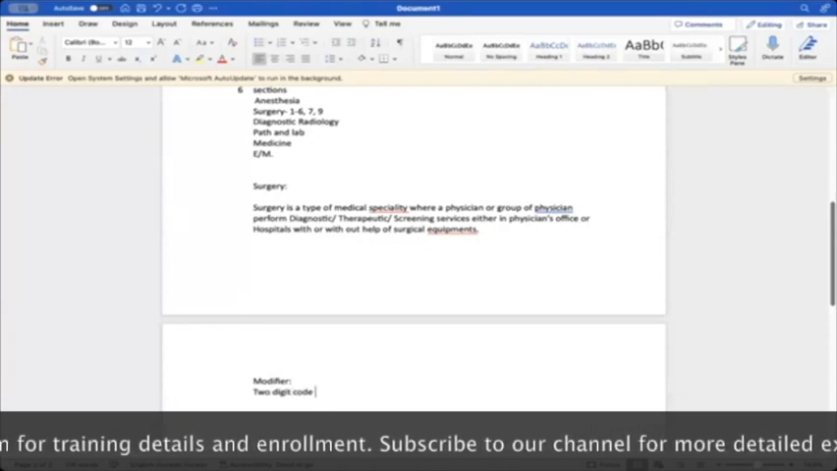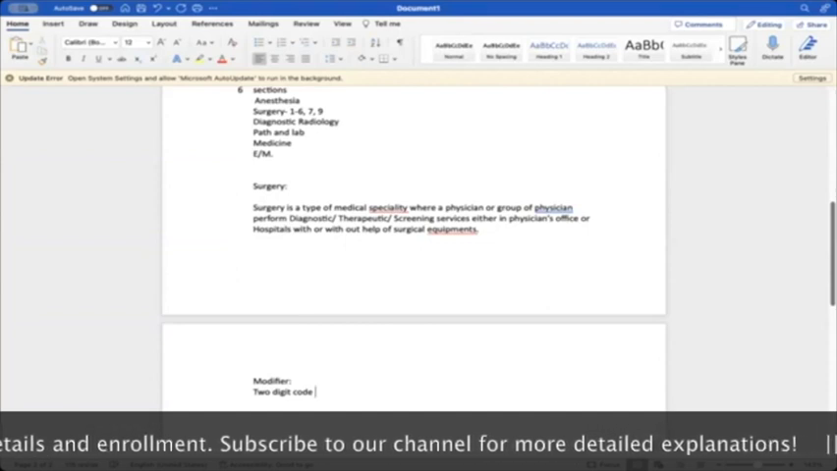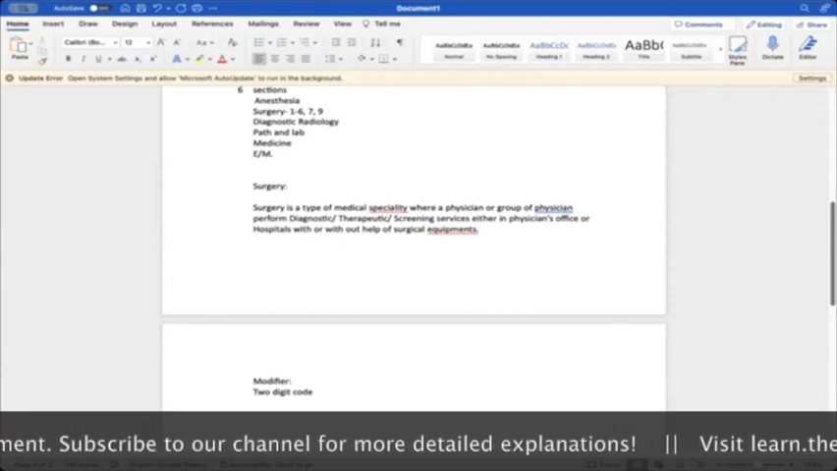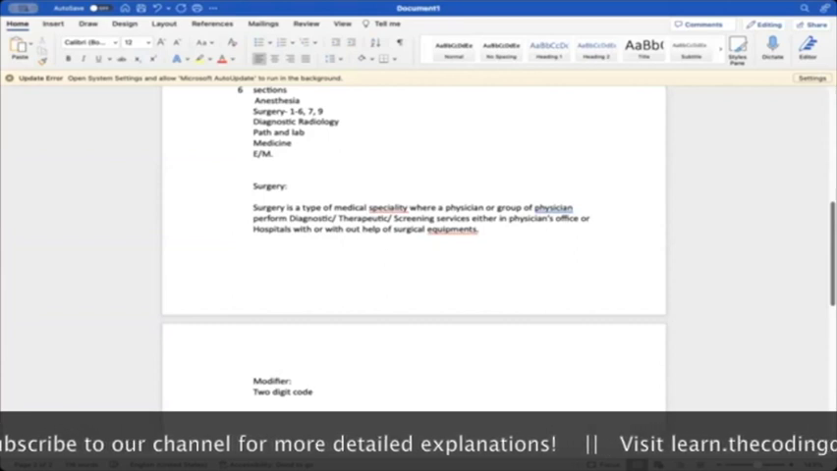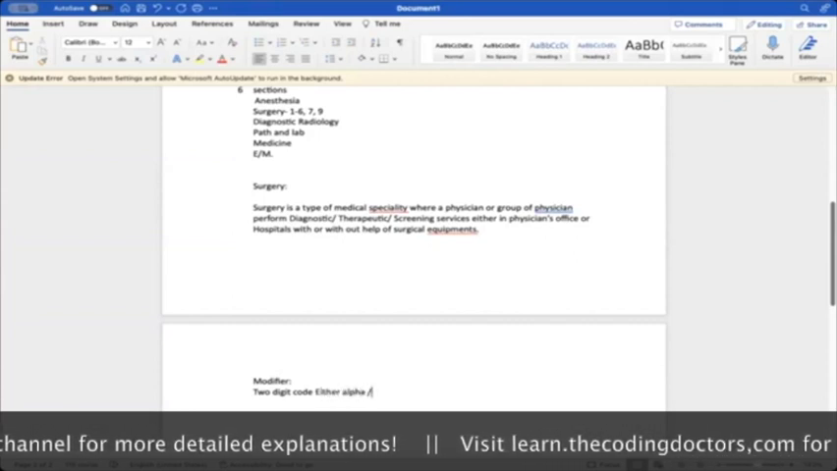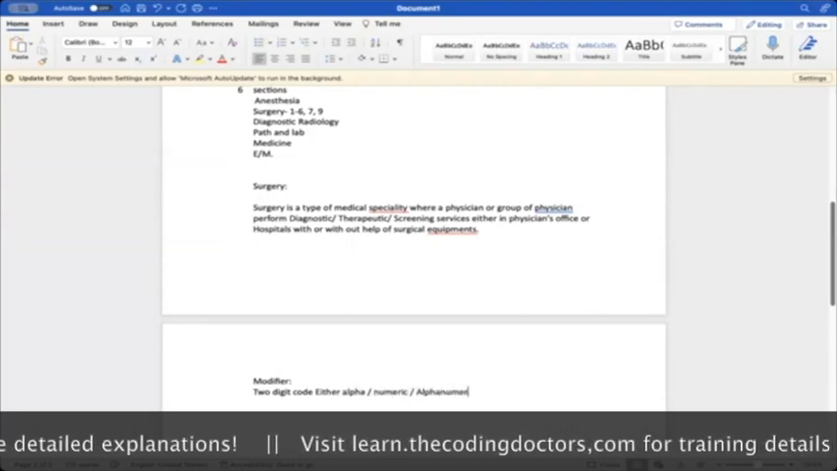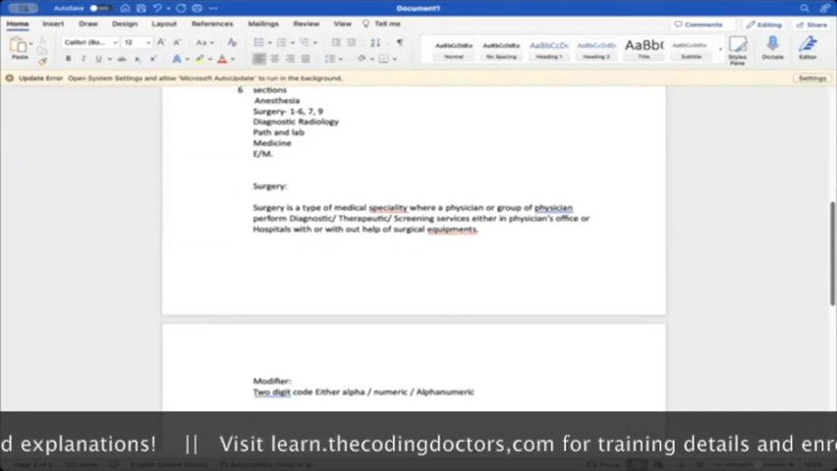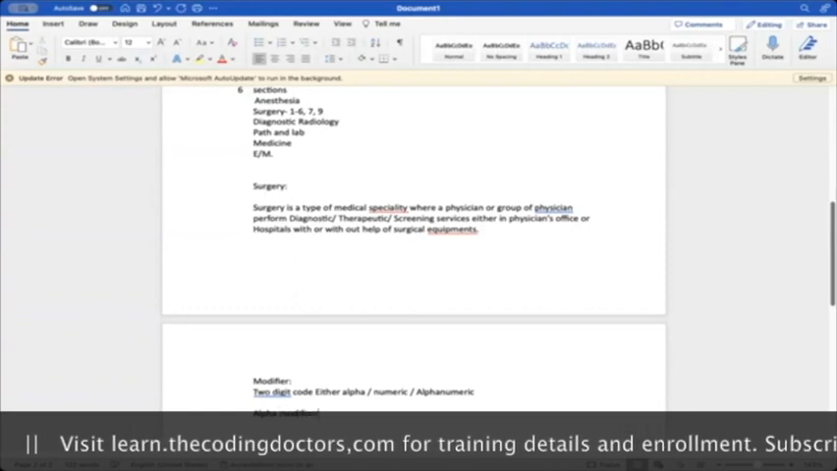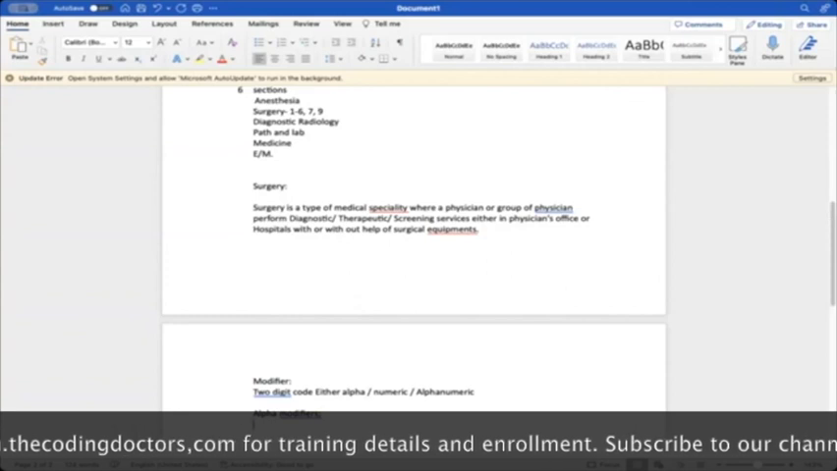Can you give any example of alpha modifiers? Both characters will be alpha only. Any example? You mentioned T1, T2, E1, E2. Yes, either alpha, numeric, or alphanumeric. First we'll go to alpha modifiers. What are the alpha modifiers, guys? T1, T2 will fall under alphanumeric.